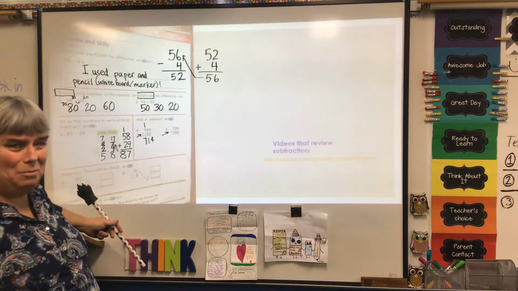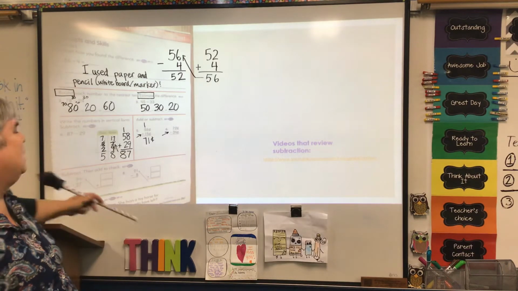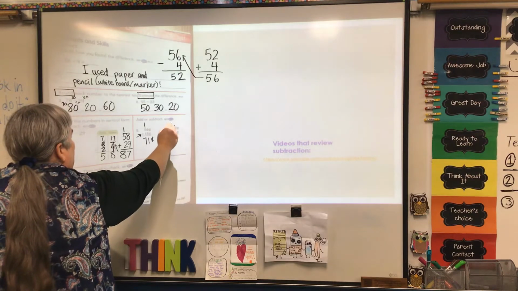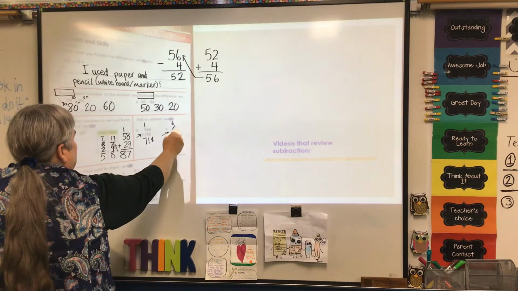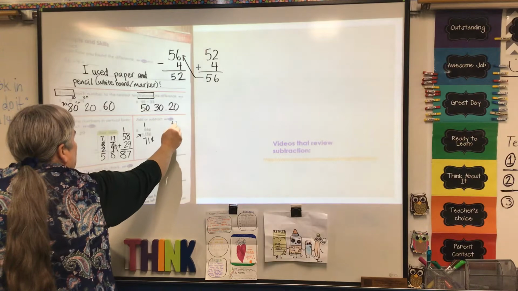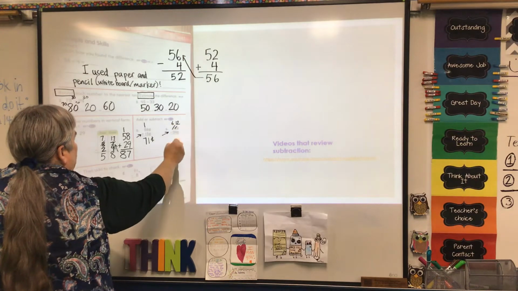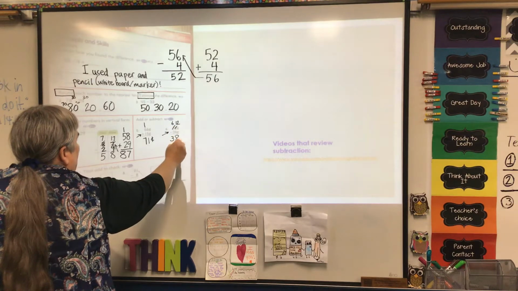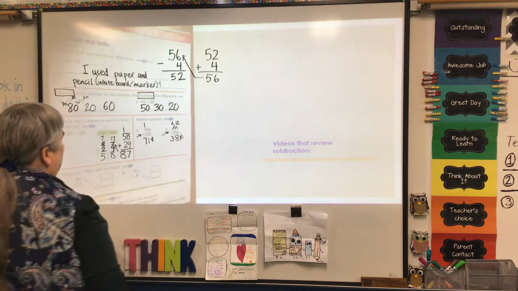Okay, so 2 take away 4. Can you take 4 away from 2? No. So what I'm going to do is go over here, make this 7 into a 6, make this 2 into a 12. 12 take away 4 is 8. 6 take away 3 is 3. And then I'm going to say the cents sign again.